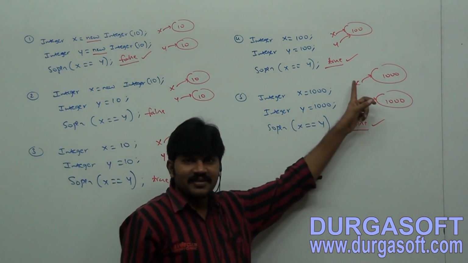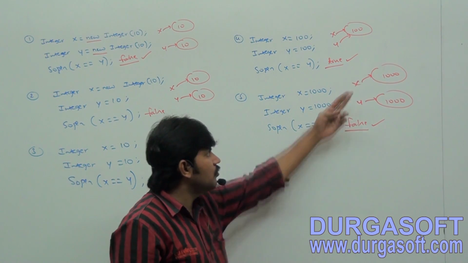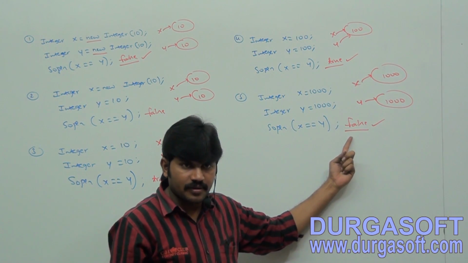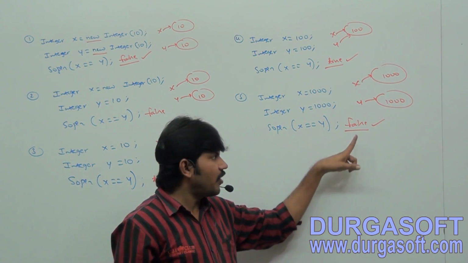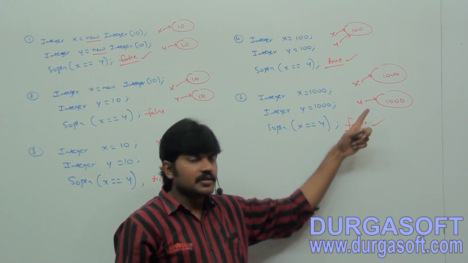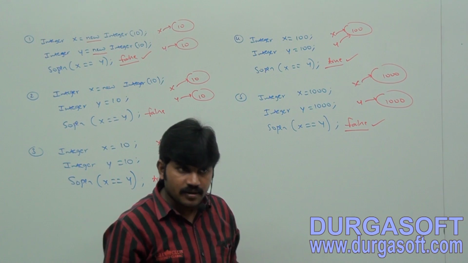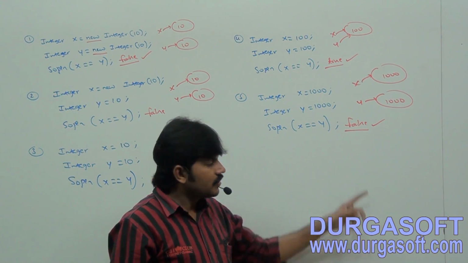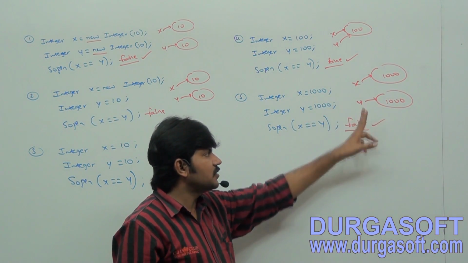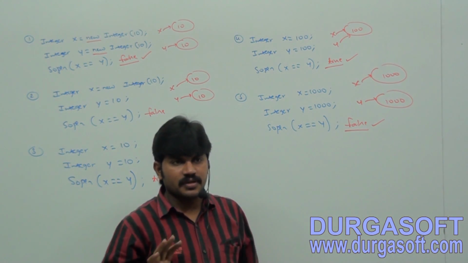No man, two objects are there, so false is the answer, right? We are getting false as the answer, because two objects are there, correct or not? Yes, that's why false itself is the answer.